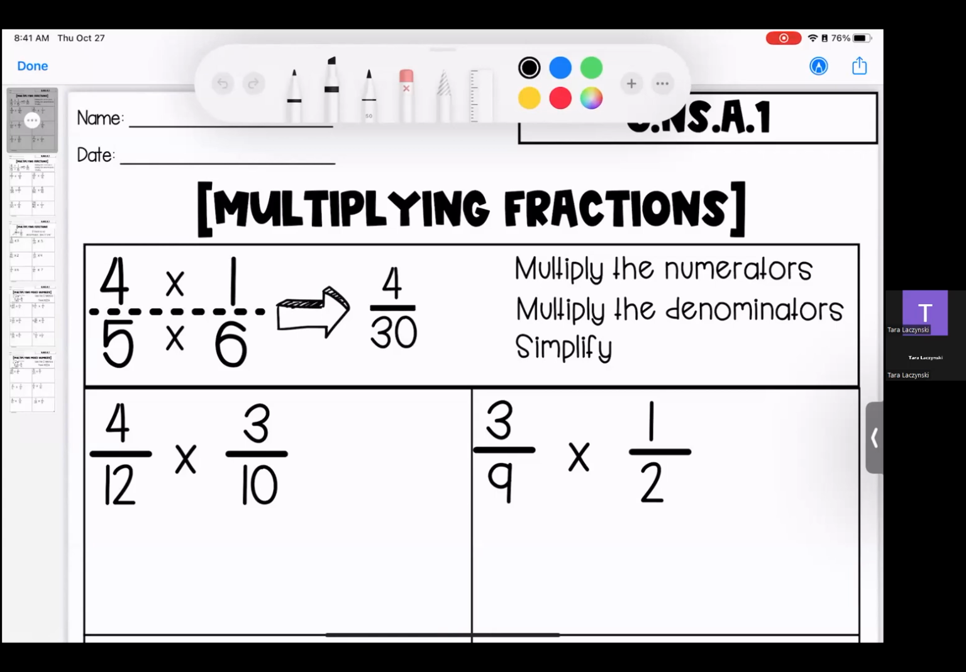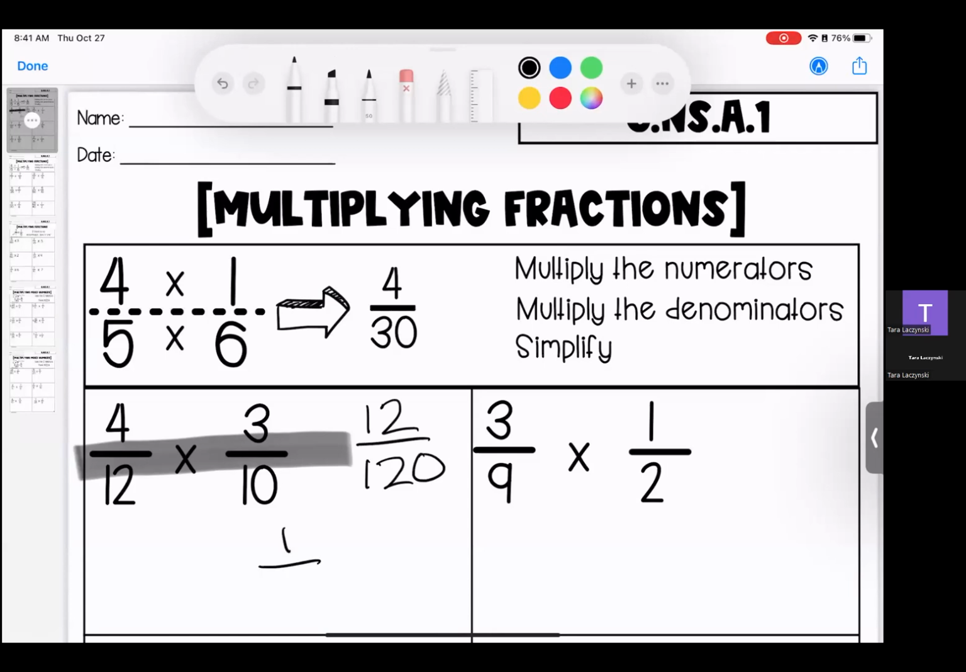Remember that we can think of this like two separate problems, right? We can almost draw a bar across and multiply. So here we have 4 times 3 is 12. 12 times 10 is 120. If we were to simplify, this would be 1/10.